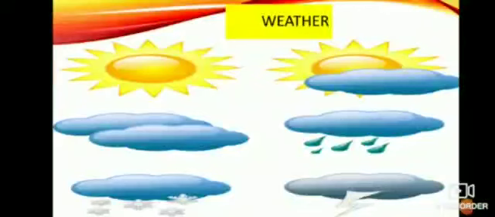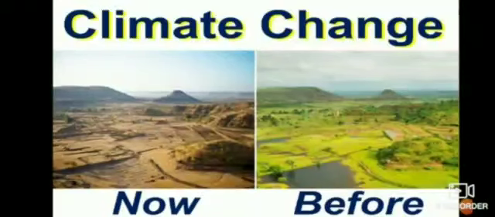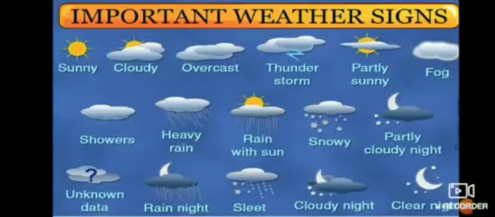Now, let us see about climate. Climate is the general weather pattern of a place over many years. It gives the overall picture of weather in a particular region for a certain time period or for years together. So now let us see some of the symbols of weather.